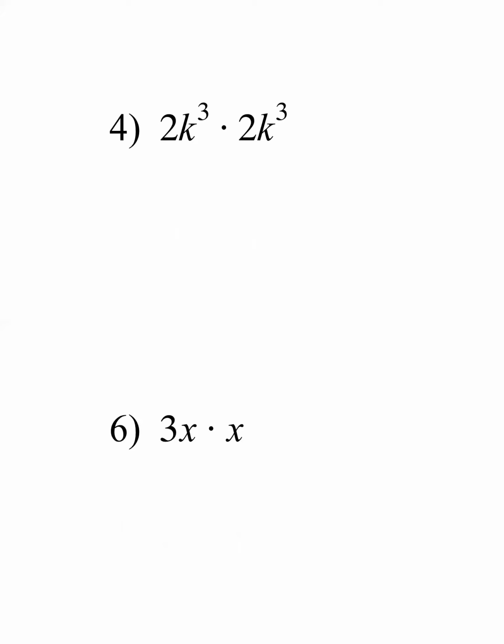All right. Okay, 4. This is a great one. So I'm going to start off, I'm going to multiply my numbers together. 2 times 2, that gets me 4. And now let's deal with k to the third times k to the third. So they both have a base of k. And then 3 plus 3 gets me 6. So that's that one. Okay, so once you do a couple of them, they're really not so bad.